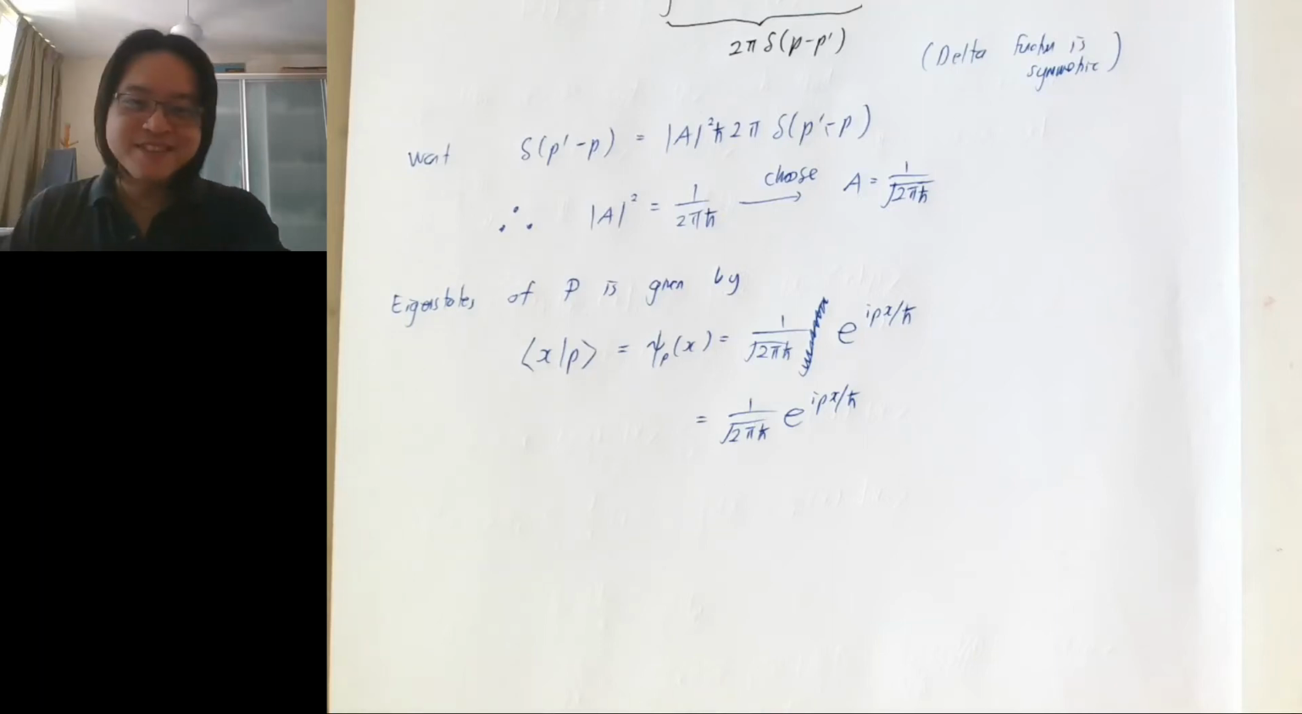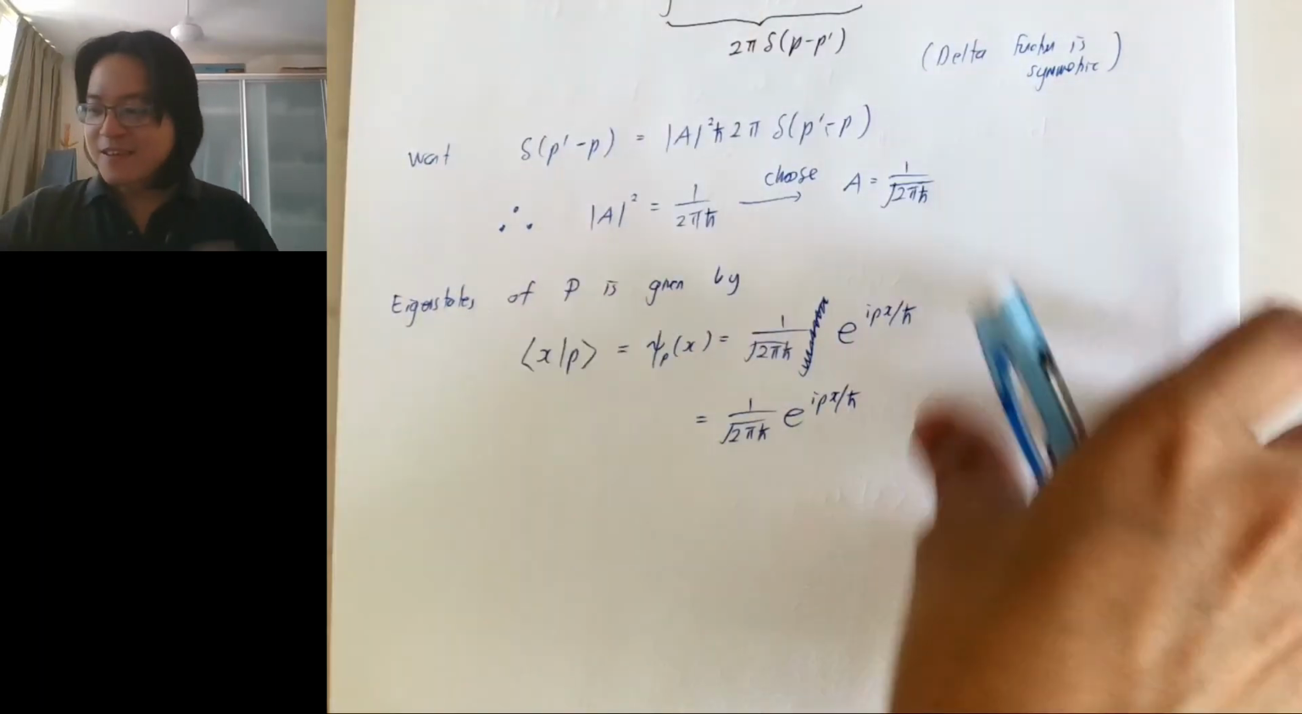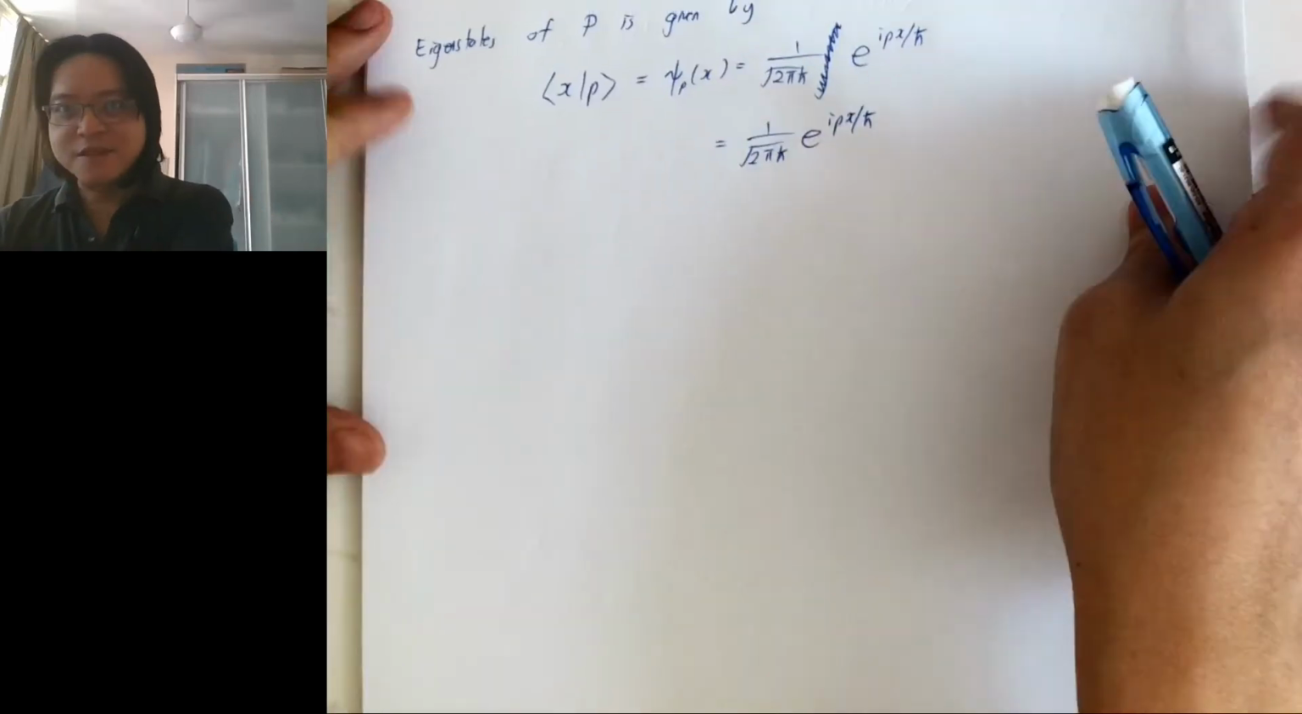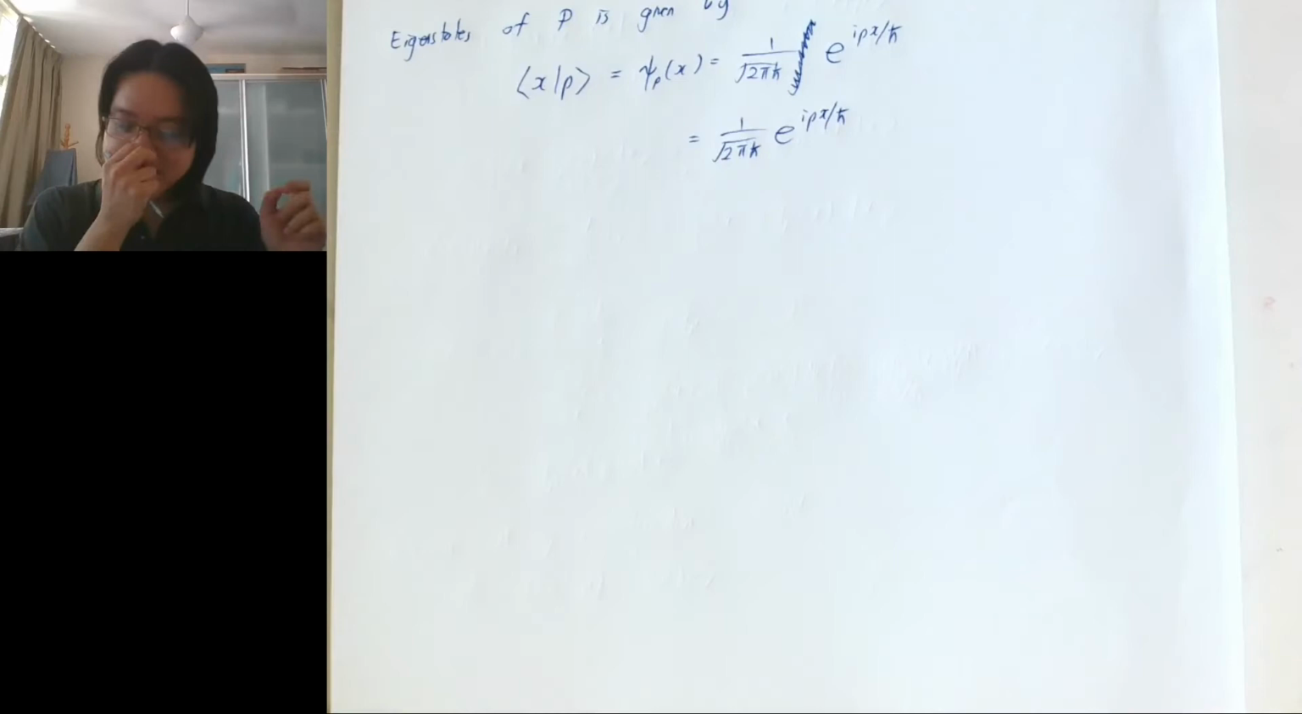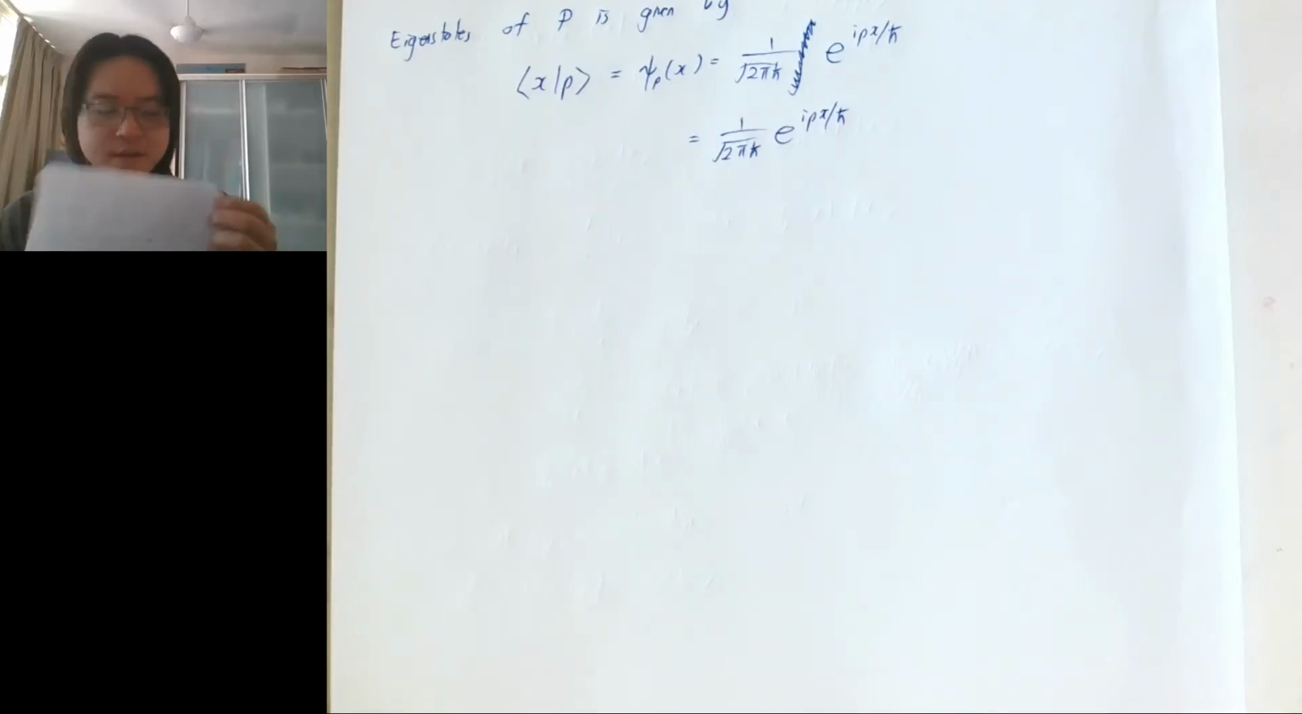What do you mean? Well, I do agree that there's a lot of magic happening when you do this type of calculation, especially the delta function and things like that, right? So any questions so far?